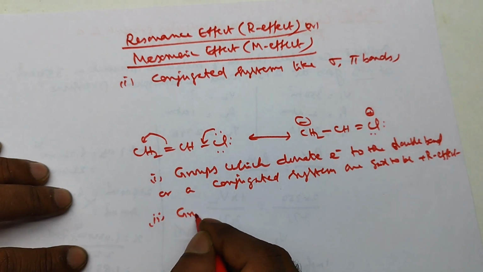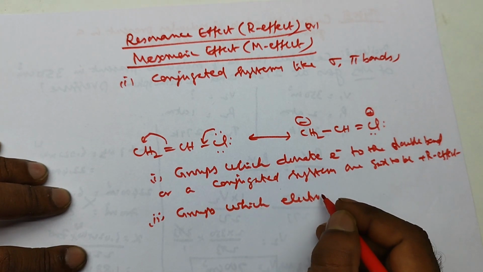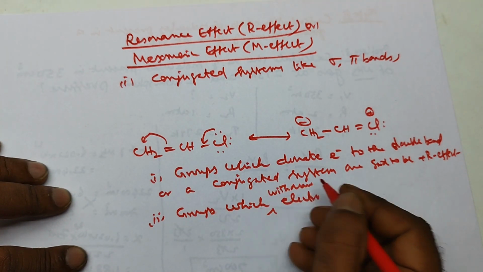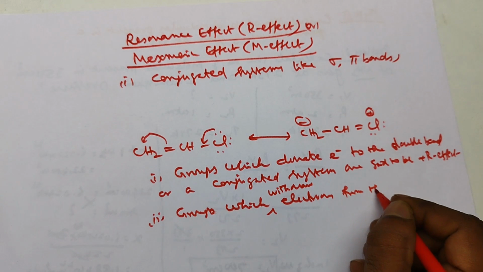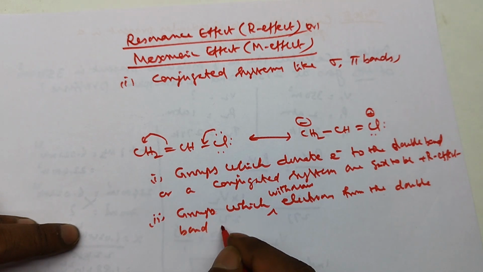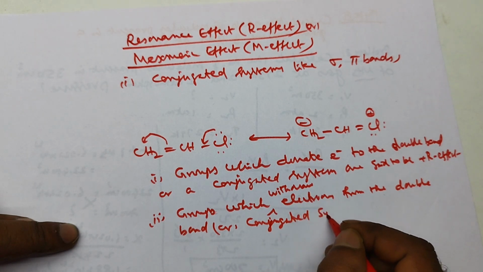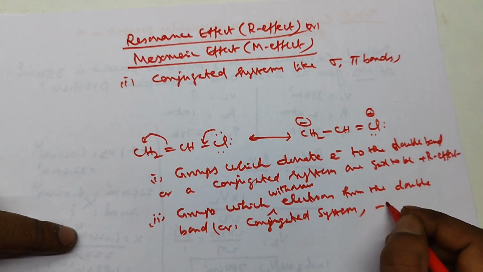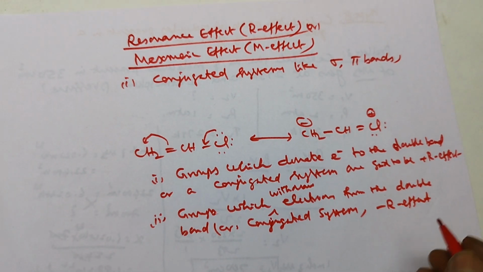Suppose groups which withdraw electrons from the double bond or conjugated system, that is said to be the minus R effect, otherwise known as the mesomeric effect.